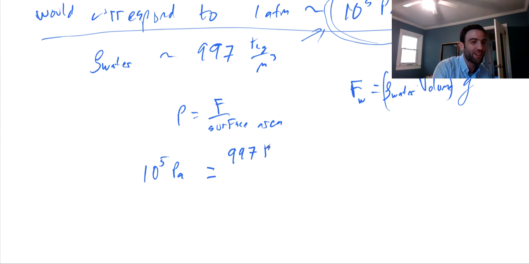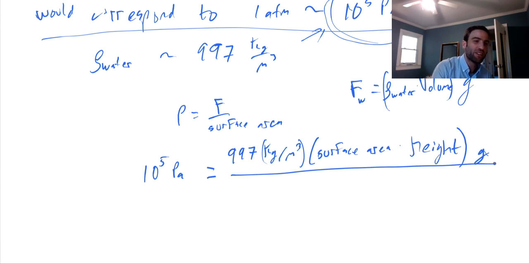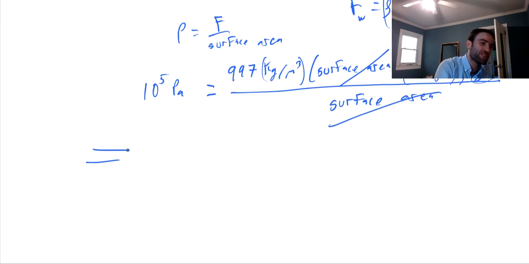997 kilograms per meter cubed. That's the density times the volume. And let me write the volume of water as the surface area times the height, and then times g. You can see that I've written the volume in that way so that surface area cancels out. And what I'm left with is just trying to solve 10 to the 5 pascals is equal to 997 kilograms per meter cubed times this height that I don't know, times the acceleration due to gravity, and the answer is about 10 meters.